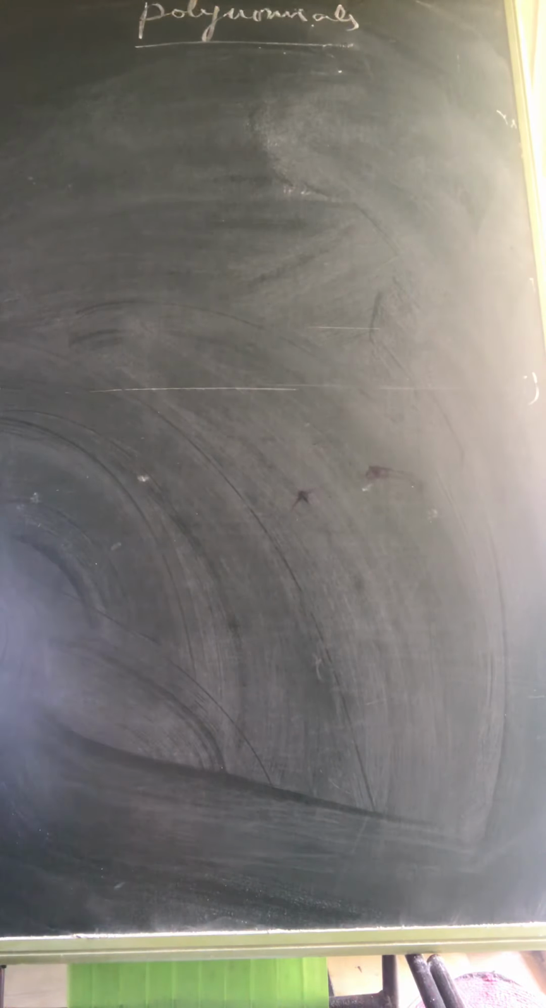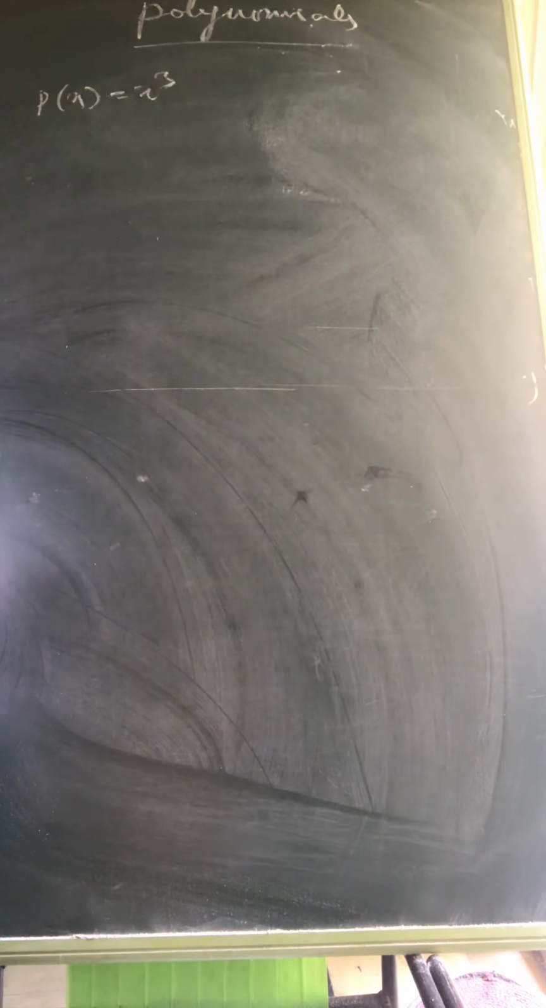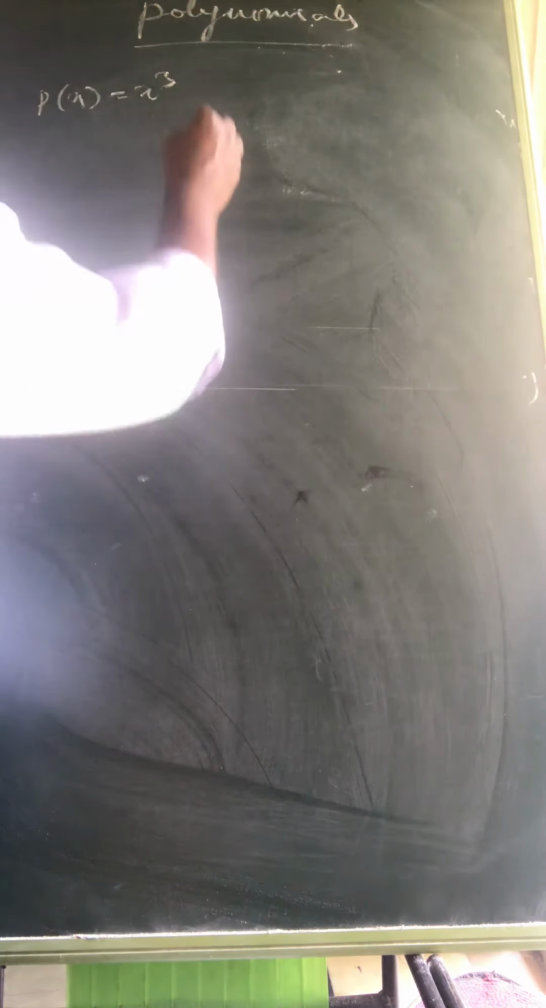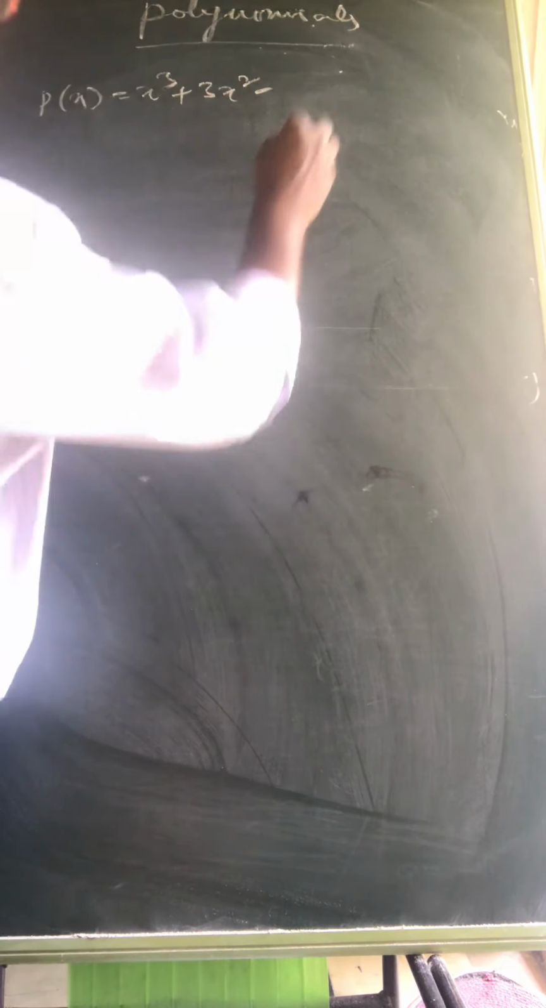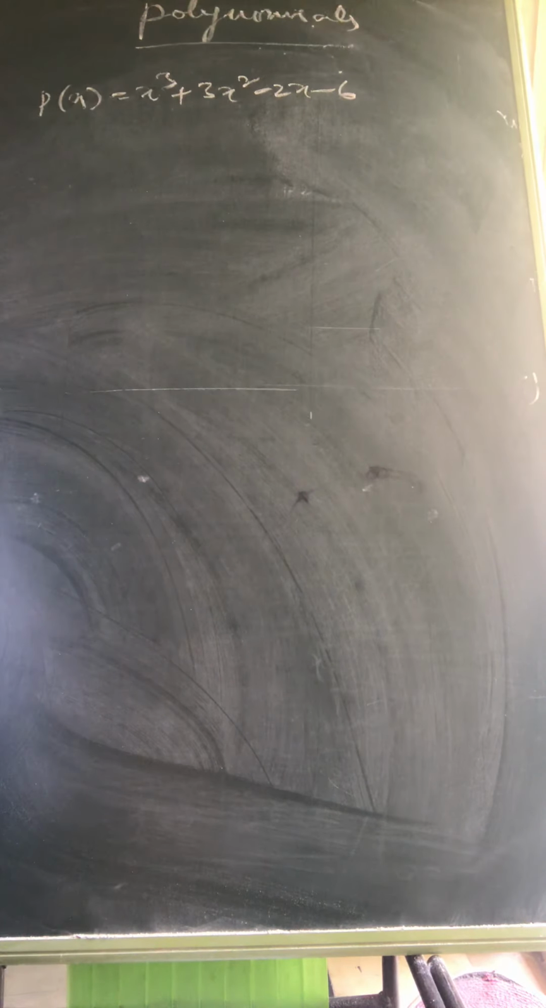Now, some more problems that we are going to do depend upon this concept. That concept means the concepts you learned from this exercise. Find the zeros of the polynomial p of x is equal to x cube plus 3x square minus 2x minus 6.